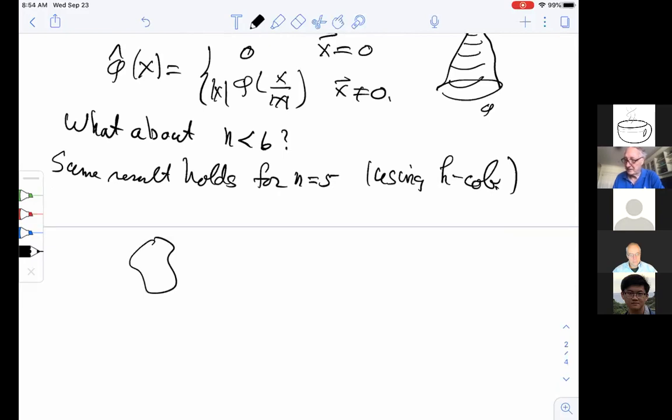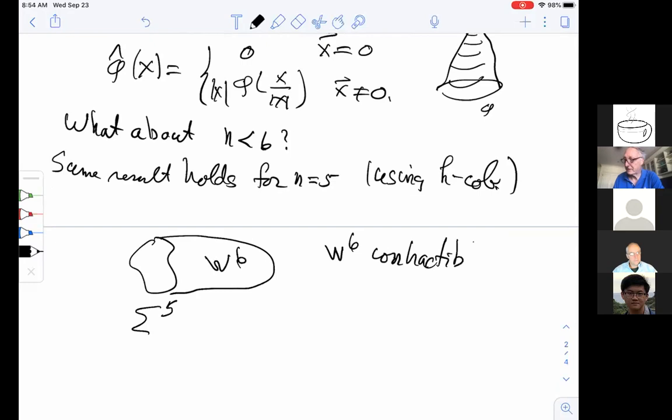You have a Sigma 5. You prove by homotopy theory that Sigma 5 bounds a W6, a compact manifold. W6 is contractible. So that's what I'm not going to prove for you, but it's a general fact. So now you do the same sort of argument.